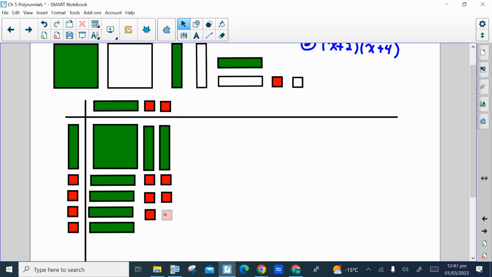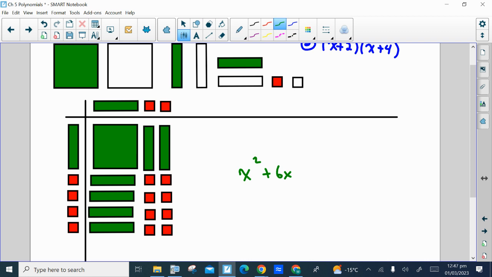Same height as what's to the side, same width as what's above. So we fill in all the spaces with a large rectangular shape. And if we look at the value of all these shapes together, you've got 1 positive x squared, 6 positive x tiles, and 8 positive 1 tiles.